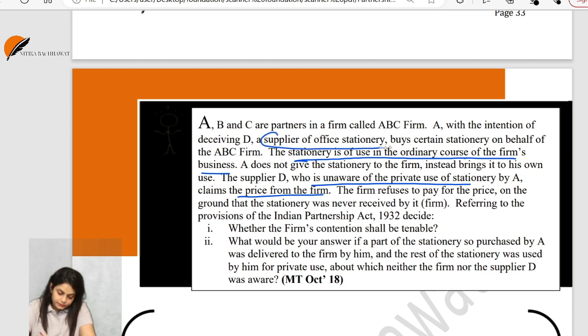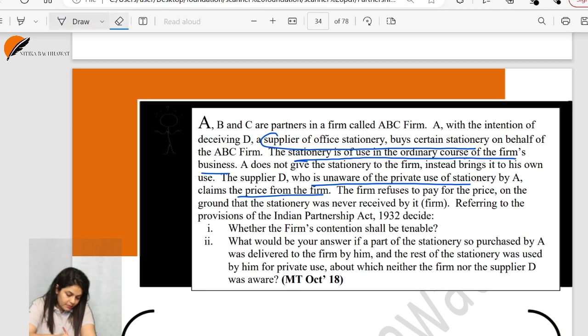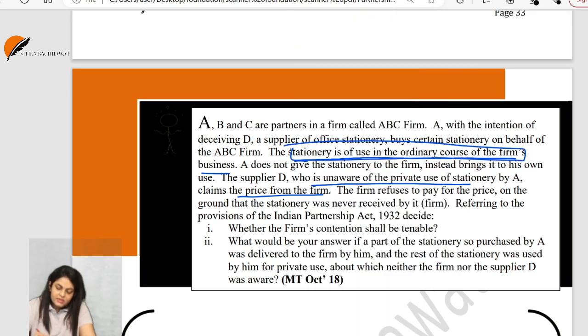Yes. Is the act done in the ordinary course of the business? Yes. Ma'am, how is the act done in the ordinary course of the business? So is the firm liable? Yes. But ma'am, it was A's fault. No, so the firm can recover from A, but as far as the third party is concerned, the firm is liable.